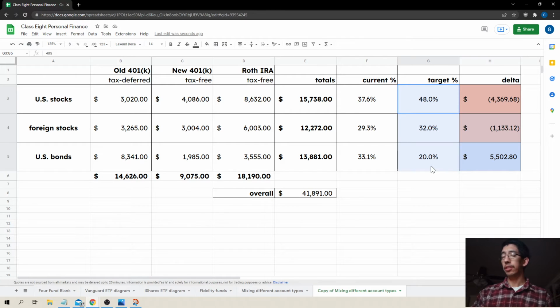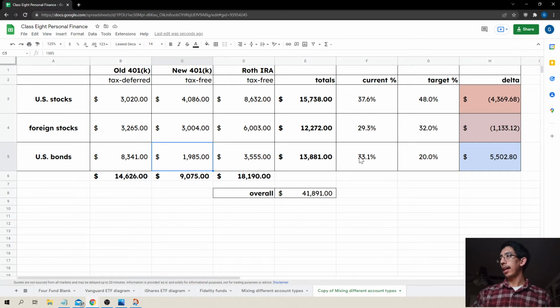The target percentages, that's based upon the asset allocation that you choose. And the delta here is this percentage minus this percentage, so the current percentage minus the target percentage, multiplied by the overall amount of the portfolio. And what this gives you is the amount that you need to transfer from one asset class to another, so that you don't have to rebalance all three portfolios. You could, in theory, rebalance just one or two in this case because I made the numbers so different.